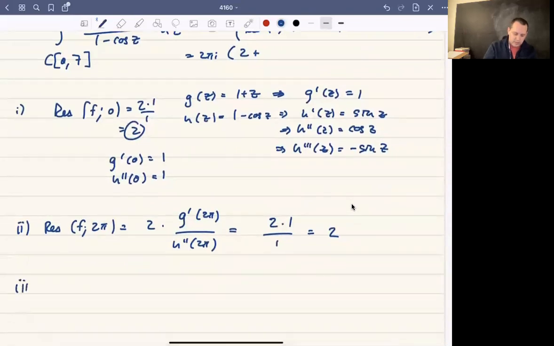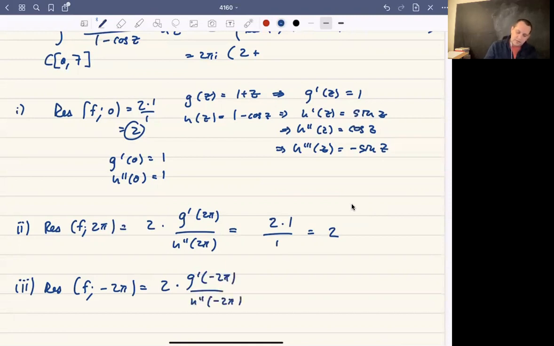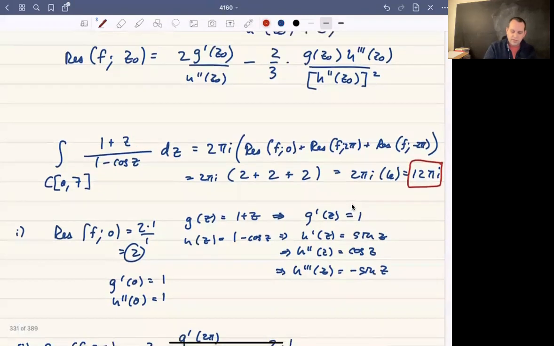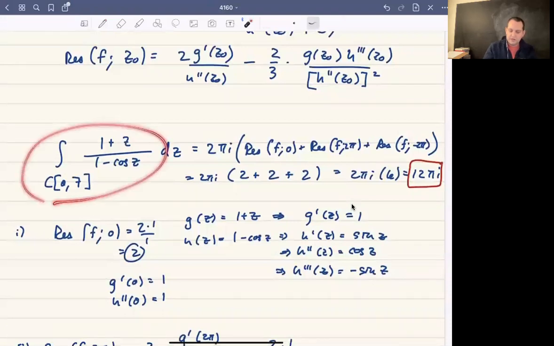And then likewise, for the third residue, the residue of f at negative 2 pi is going to be 2 times g prime of whatever, because that's going to be 1, divided by h double prime of negative 2 pi. And that's again going to be 2 times 1 over 1, or 2. So it turns out that all of these residues happen to be, coincidentally, all 2. And this is going to be 2 pi i times 6. So altogether we end up with 12 pi i. Okay, and there's our answer. So this integral of 1 plus z over 1 minus cosine of z is going to turn out to be 12 pi i.